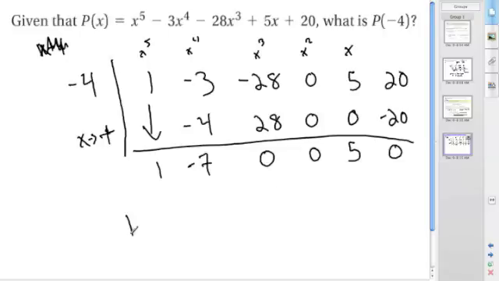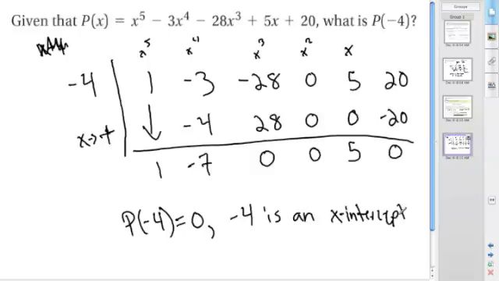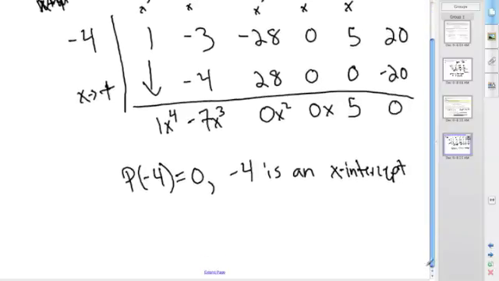So in this case, p of negative 4 is equal to 0, which means negative 4 is an x intercept. So this would be x to the 4th, this would be x to the 3rd, this would be x squared, and x. So negative 4 goes into the polynomial evenly.